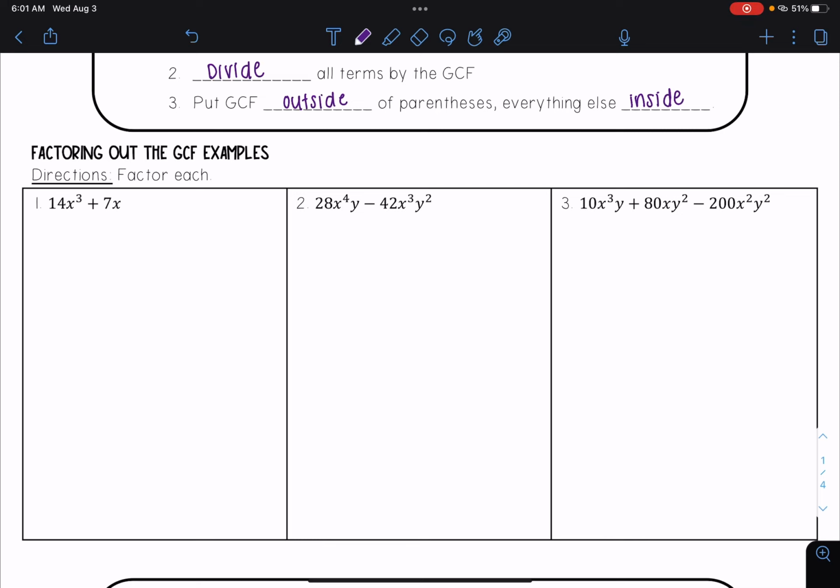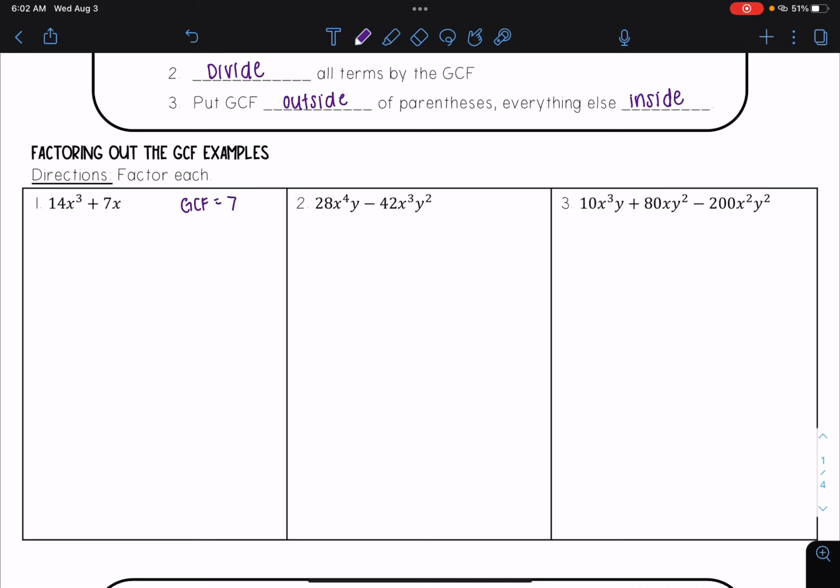First one, I have 14x cubed plus 7x, and I am wanting to factor this. So my first step is to find the GCF. I'm just going to write here what my GCF is. So first thing I want to do when I find the GCF between these two terms is look at the numbers. I want to see what's the biggest number that goes into both 14 and 7. Well, I know 7 goes into 7 and 7 goes into 14. So I know my GCF starts with 7.